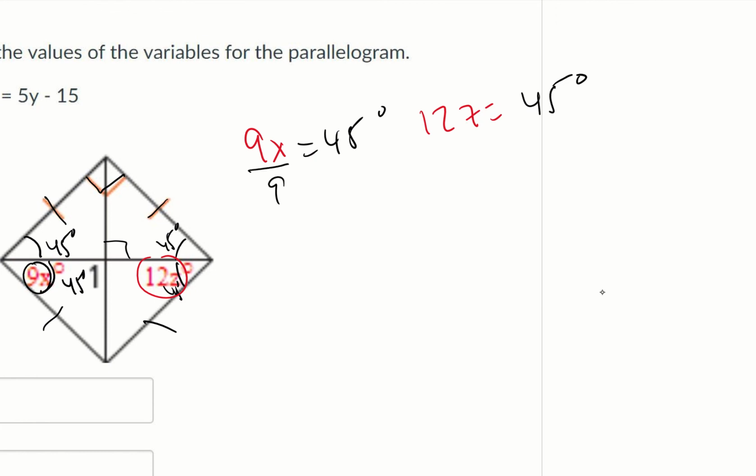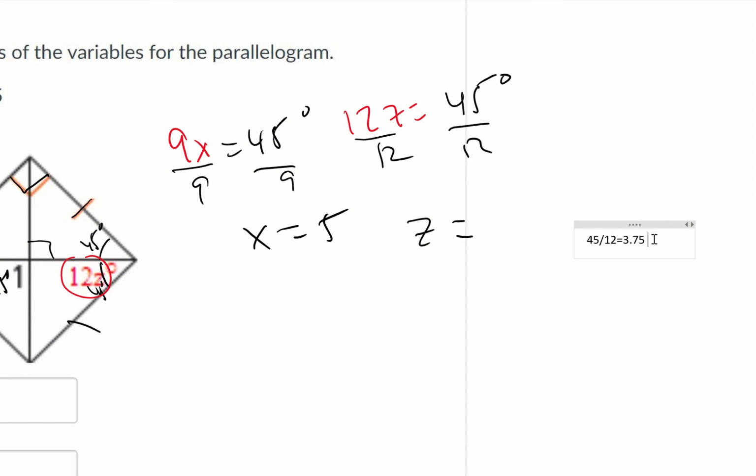So we can solve here and get x equals 5, divide by 12 here, and we'll get a weird number here, but we can still solve it and get some kind of value, 3.75.